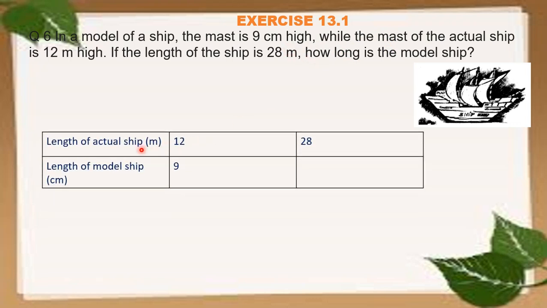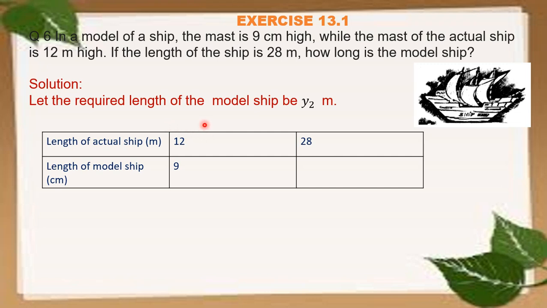So we get length of actual ship, that is 12, and its model ship is 9. If the length of actual ship is 28, so length of the model ship is unknown, that we have to find it out. So let me consider the length of required model ship is y2. So this quantity becomes y2.